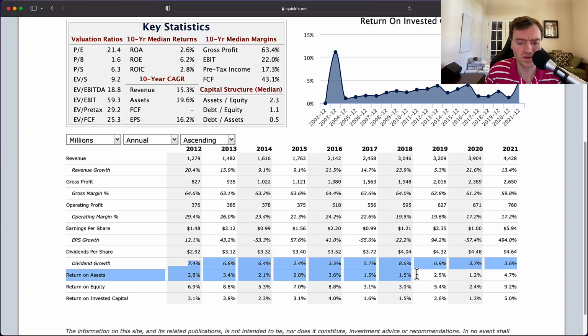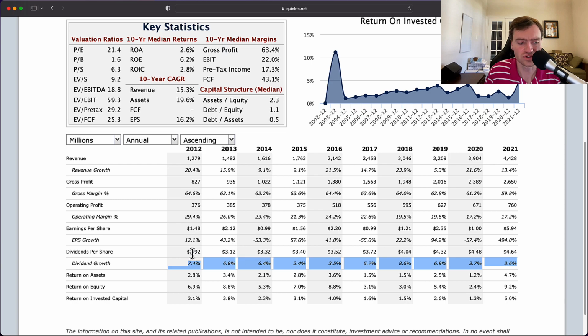Dividend growth, you can see here, is kind of in line with what I'm saying for 10-year median returns. Return on equity, 6%. So your average dividend growth over the last decade is not much more than 6.2%. You have 7.4, 6.8, 6.4, but then you have two years of 2.4, 3.5, and then 5.7, 8.6. If you average this across the decade, I would bet it's a little less than the 6.2%, and that's really driving your overall distributable cash flow.